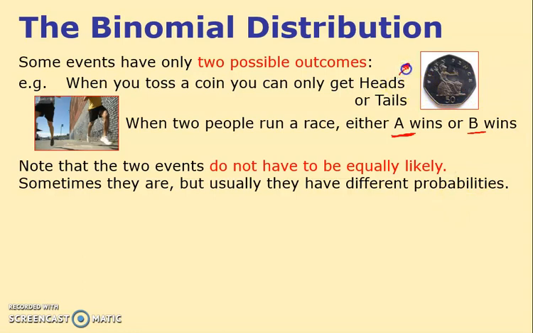Heads and tails, you kind of assume probably they are, but they don't have to be. It might be one of those dodgy coins that people always say they've got. Heads and tails you would assume would be equally likely with a probability of a half for each. But these 2 guys running a race, he could be Usain Bolt for all I know against me, and I'm not going to beat Usain Bolt. So therefore these don't have to be equally likely. A winning might be 0.9 chance, but B winning might be only 0.1 chance. But they're still binomial. He could win. But not necessarily equally likely.